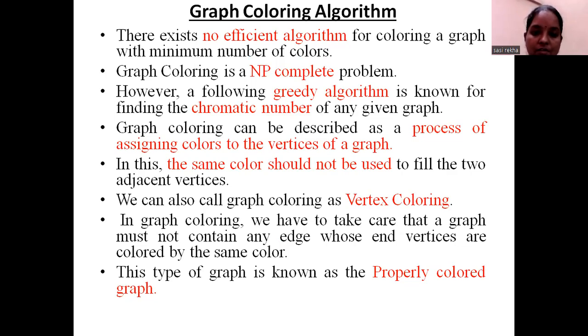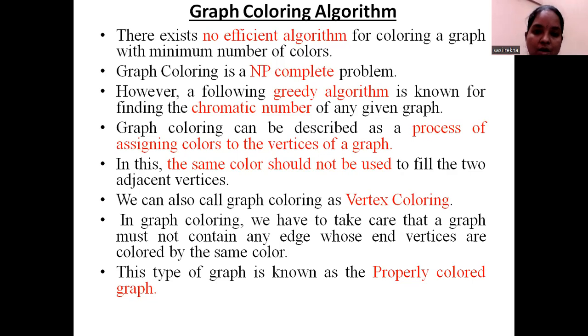So we have a graph, and we have to color those vertices. But the condition for coloring those vertices is that the graph must not contain any edge whose end vertices are colored by the same color. We have to be careful in providing the colors. So no two adjacent vertices should have the same color. This is one condition we have to follow.